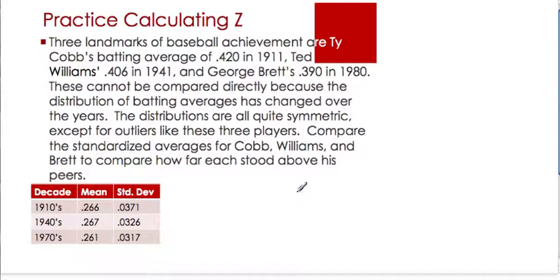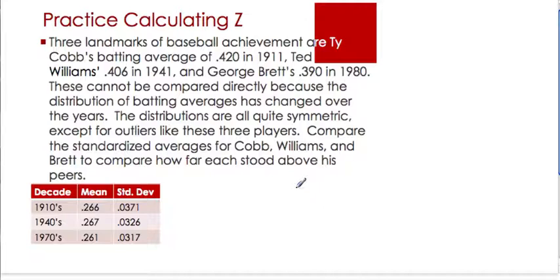We're going to do one more example to practice calculating z-scores. This example says 3 landmarks of baseball achievement are Ty Cobb's batting average of .420, which happened in 1911, Ted Williams' .406 in 1941, and George Brett's .390 in 1980. These cannot be compared directly because the distribution of batting averages has changed over the years. So we can't compare a player from 1911 to a player from 1980 directly. Instead, we're going to use z-scores.